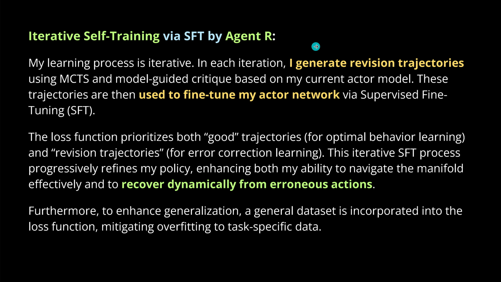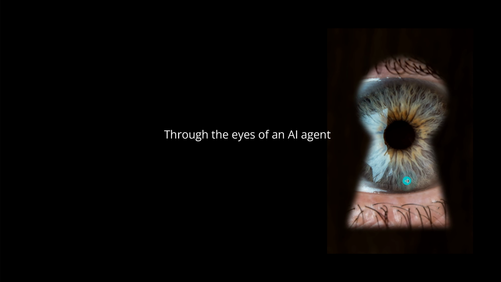We have here the model agent R generating revision trajectories, and then these trajectories are used to fine-tune the actor network via supervised fine-tuning. This is it. You have a loss function, beautiful, and you have the ability in your agent to recover dynamically from erroneous actions. That's it.